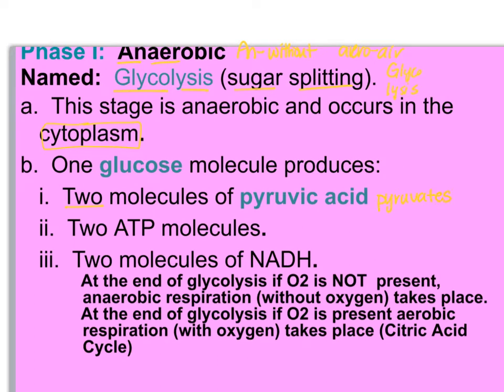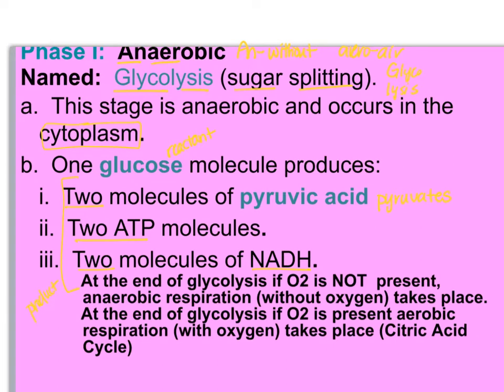Pyruvates. There we go. So we get 2 pyruvates, or pyruvic acids, 2 ATP, and 2 NADH. Okay, so pretty simple. Glycolysis: glucose is going to be your reactant, and these things are going to be your products. So 2 ATP, 2 pyruvic acids, 2 NADH.